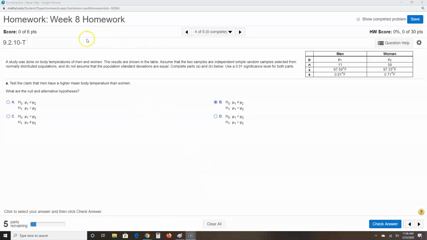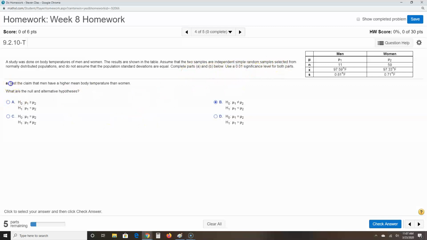All right, here's problem number 4 of homework week 8. A study was done on body temperatures of men and women. The results are shown in the table right over here. Assume that the two samples are independent, simple random samples selected from normally distributed populations, and do not assume that the population standard deviations are equal. Okay, use a 0.01 significance level for parts A and B.